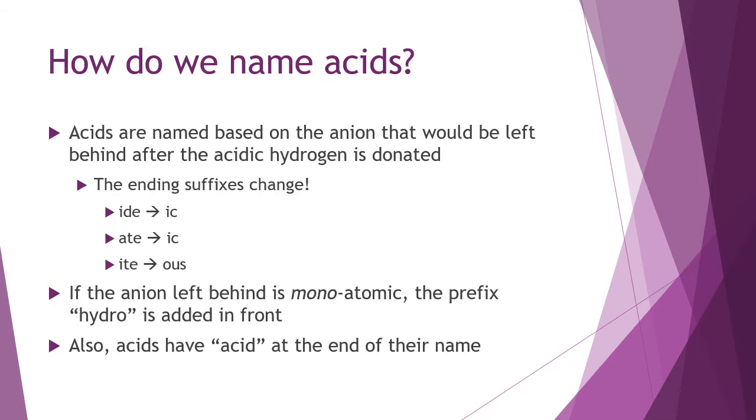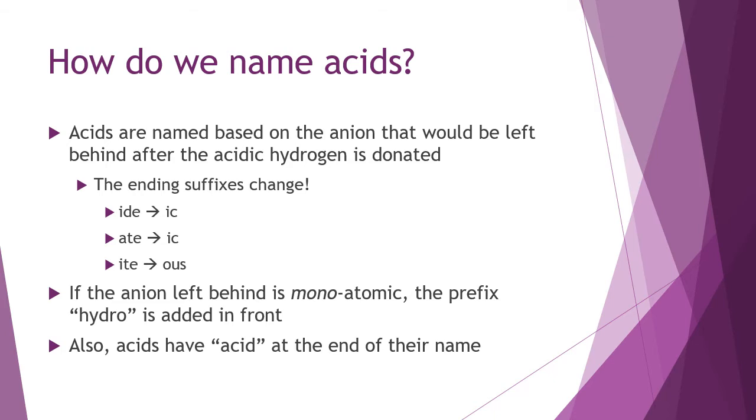So, how do we name acids? Acids are named by the anion that is left behind after the acidic hydrogen or hydrogens are donated. In this case, the suffixes that are naturally found for the anions will change. For example, the common suffix on the end of monoatomic ions, aka the ones from the periodic table, is -ide. When naming the acid, -ide will change to -ic. For example, hydrochloric acid is the acid formed between hydrogen and chlorine. For polyatomic ions, the suffix -ate will become -ic, and the suffix -ite will become -ous.